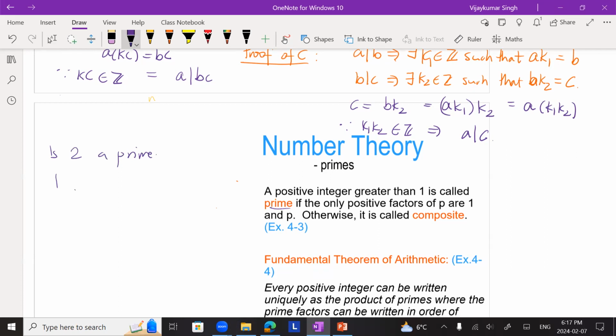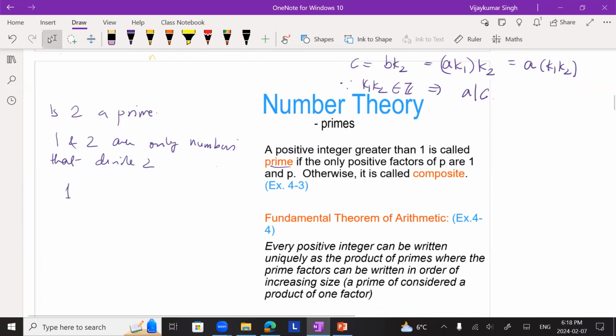Because 1 and 2 are the only numbers that divide 2. Now, what about 1? Is 1 a prime? Why not? It doesn't fit the definition, because prime numbers are only defined for integers bigger than 1. All right, so this is the definition of prime.